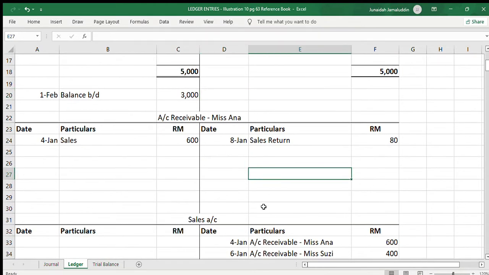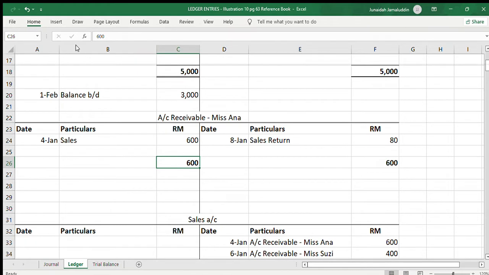Now we are going to balance off the account receivable Miss Anna. Sama juga kita tengok belah mana yang lebih banyak. So it seems that belah debit is larger than the credit side. Belah debit kita ada 600, belah kredit kita ada 80 saja. So kita ambil 600 ni sebagai balancing amount. So 600. So sini pun must be 600 juga. So kita akan buat dia dalam kotak macam ni.